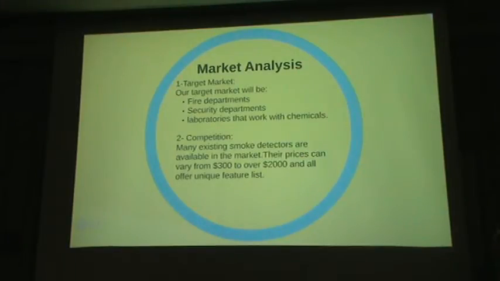And for our competitors, many existing smoke detectors are available in the market. Their prices vary from 300 to 2,000 depending on their unique features. Well, we didn't find a direct competitor for our product because it's connected to the drone.